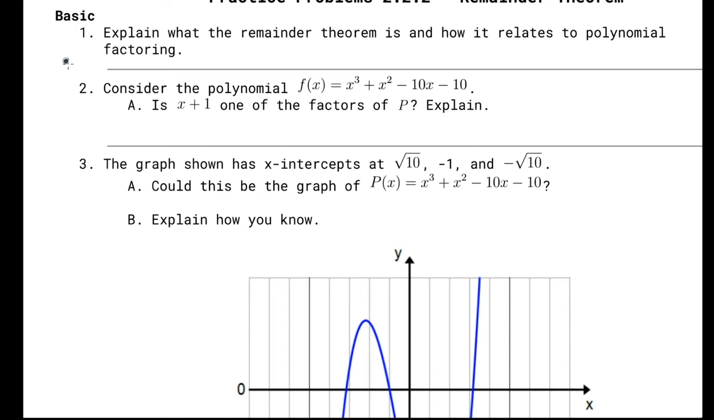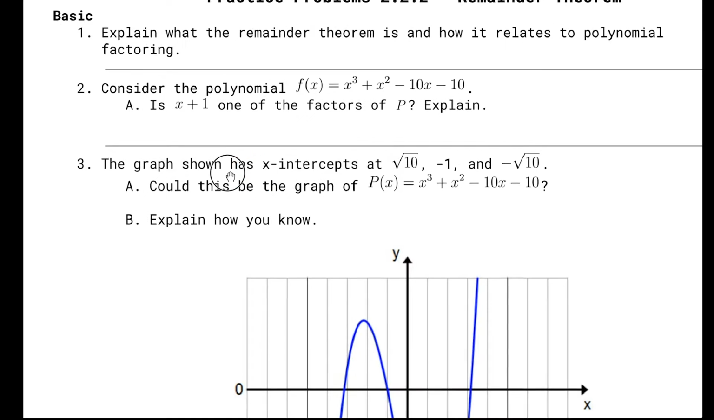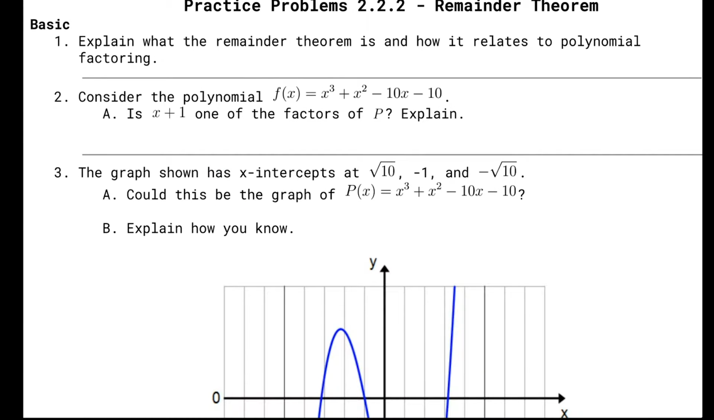So this one says, consider the polynomial f of x is equal to x cubed plus x squared minus 10x minus 10. Is x plus 1 a factor of p? So based on how we answered number one, we can actually answer number two using remainder theorem. So if x plus 1 is actually a factor of p, and this should say p, not f of x. This is not written very well. I'll change that on the actual document. But if that is true, then you technically should be able to take p of negative 1.